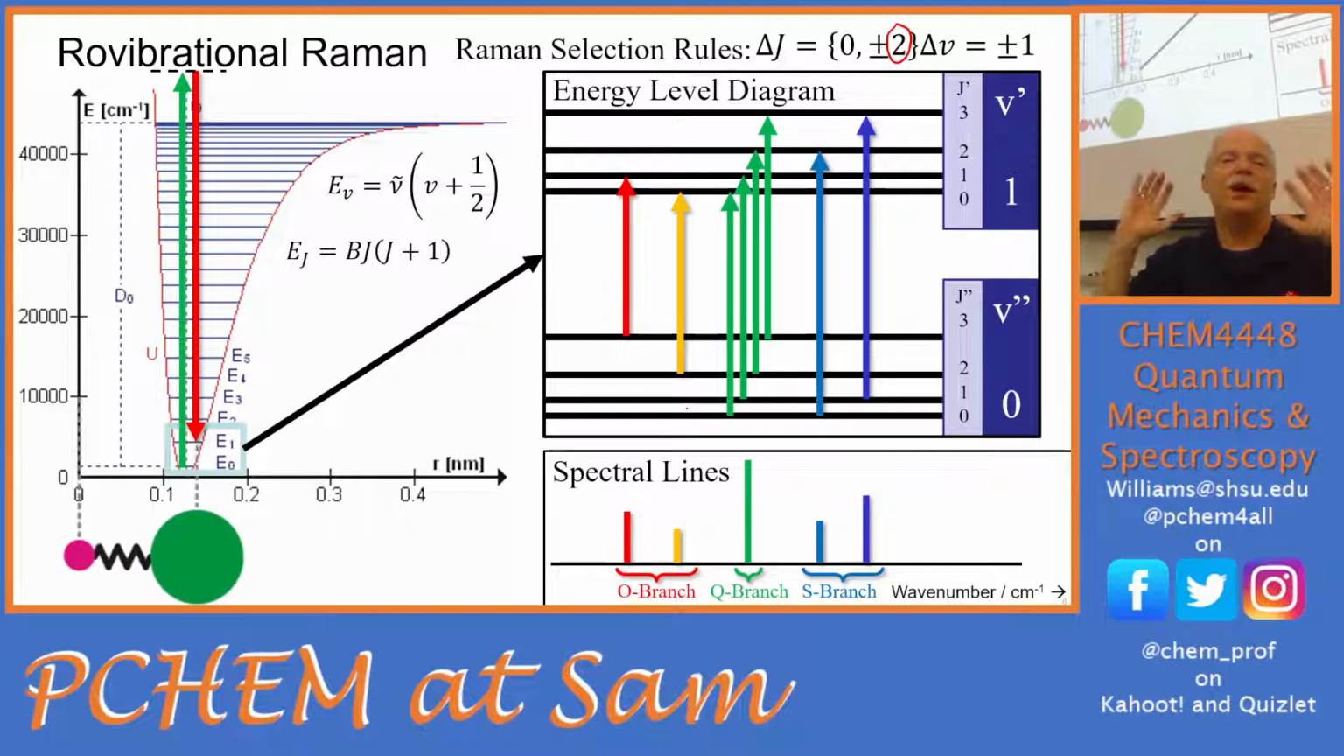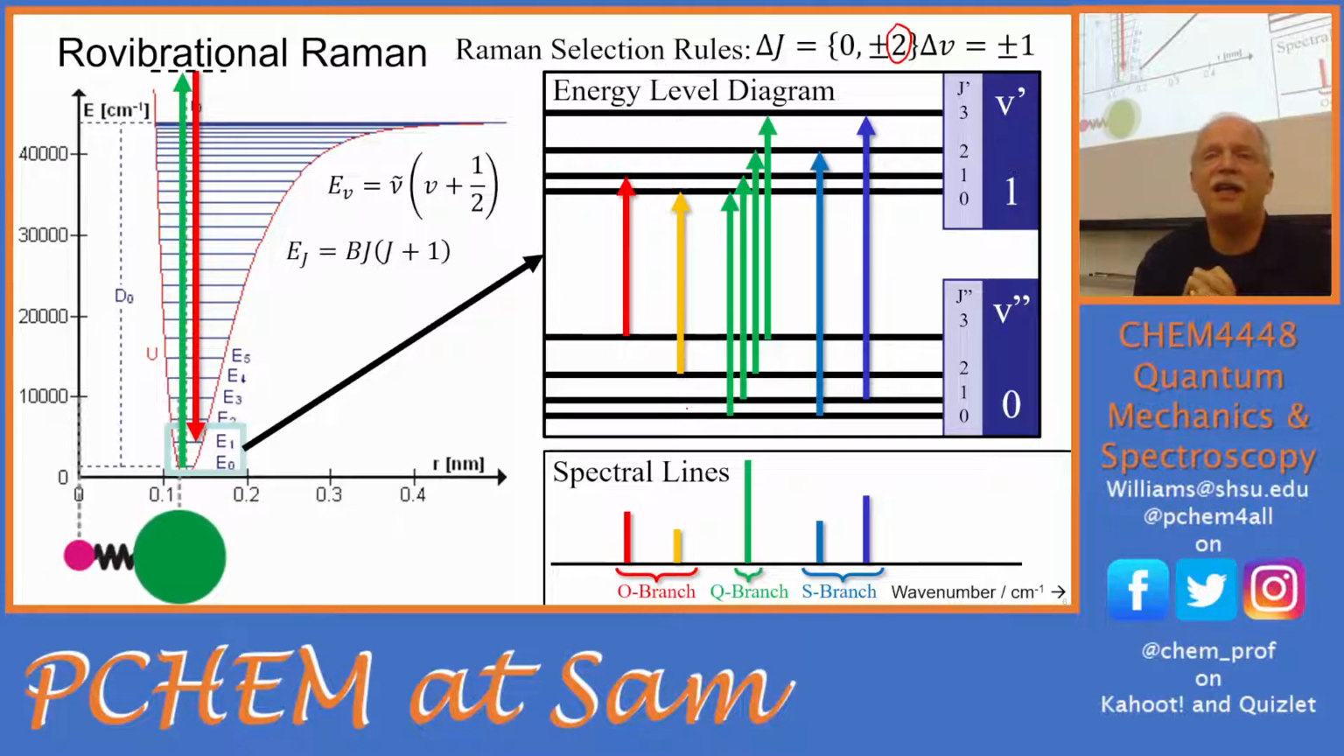So if you're dealing in Raman spectroscopy, you have O, Q, and S lines. But if you're dealing with just absorption in the infrared, you have P, Q, and R lines. P, Q, and R for the absorption, O, Q, and S for Raman.